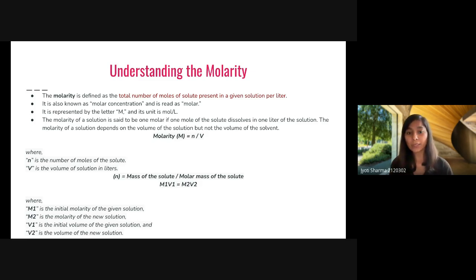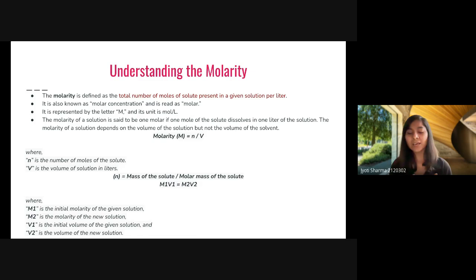So how will you calculate this? First you should have the number of moles of solute, and then you divide it by the volume of the solution. But the question is again how you will calculate the number of moles of the solute. There is a very basic formula: number of moles is equal to given mass upon molar mass. So this is how the formula of molarity will be. Either you can say number of moles of solute per volume, or you can also say given mass by molar mass by volume of the solution.